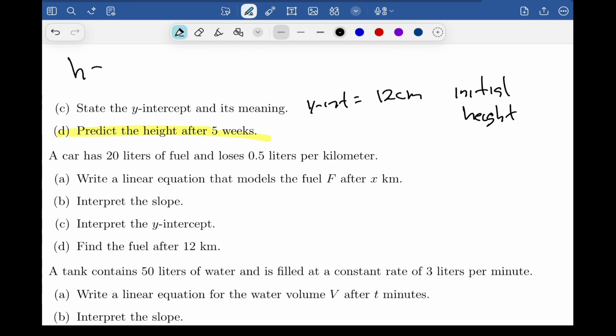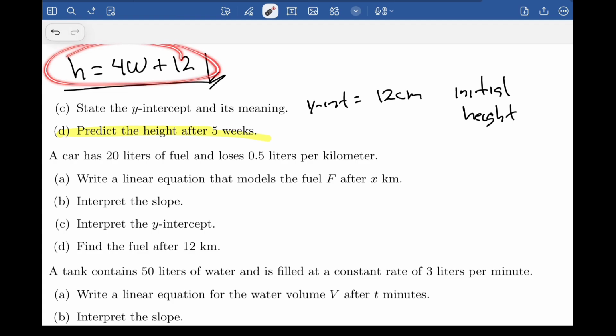Then when we have to predict the height after 5 weeks, this means that you use your equation. If you remember, this is the equation: 4 times week plus 12. This is our equation. So it's telling you, use your equation when you have weeks equals 5. Okay, we are going to find the height when the weeks are 5.